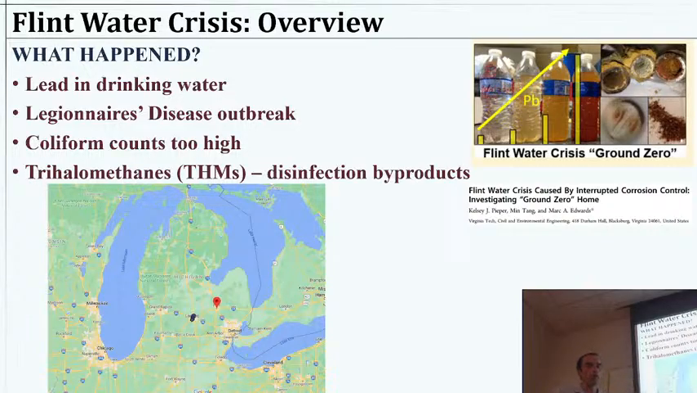There was also, in addition to that atrocity, a Legionnaire's disease outbreak, and there were some issues with the Flint treatment plant where there were coliform counts that were too high, triggering some boil water advisories. And when they tried to fix it by overchlorinating, they formed disinfection byproducts and got dinged on that too.